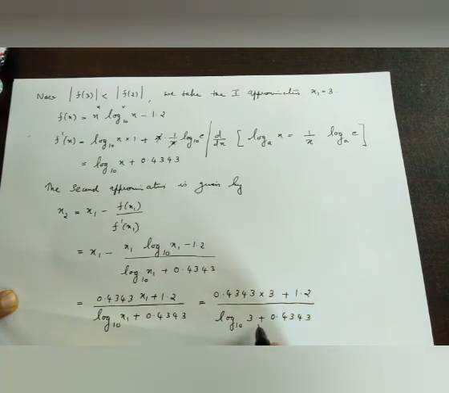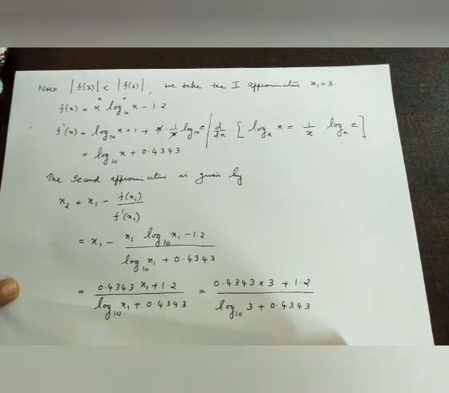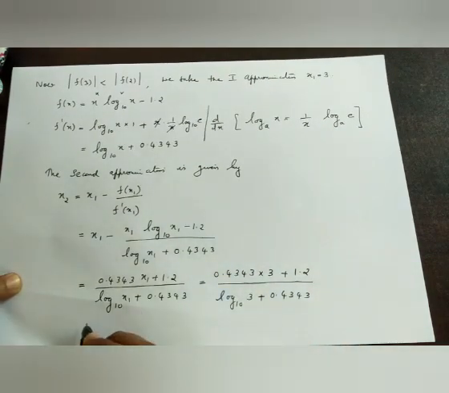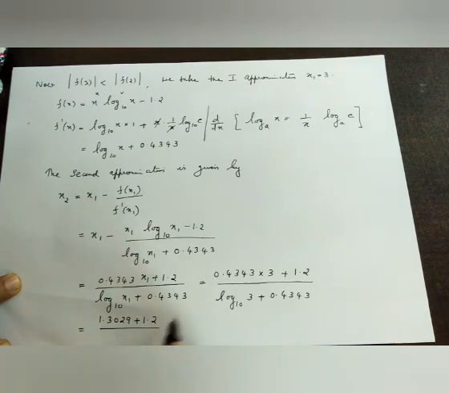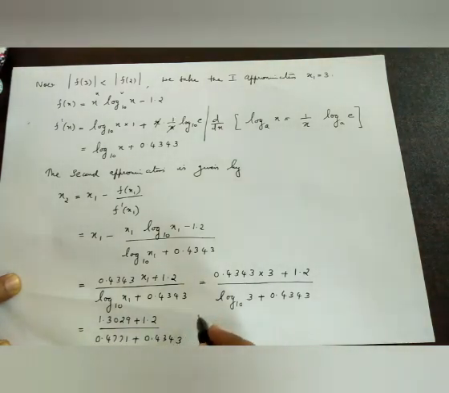The value of log 3 to the base 10 can be calculated using a calculator. Now this becomes equal to 1.3029 plus 1.2 divided by the value of log 3, which is 0.4771, plus 0.4343, and which is equal to 2.7.